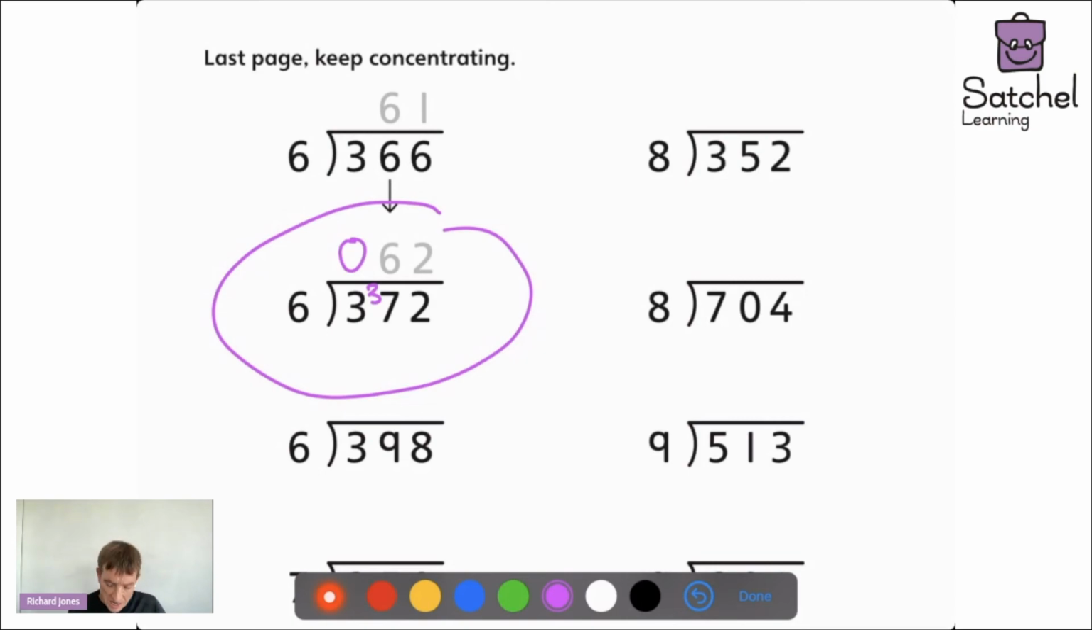Okay, so that's how we tackle division in Satchel. So the children that have come to us that are struggling with division for the 11 plus, that's the kind of work that they'll be doing for the next few weeks to enable them to master division before they can then move on to some trickier topics such as fractions, decimals, and so on.